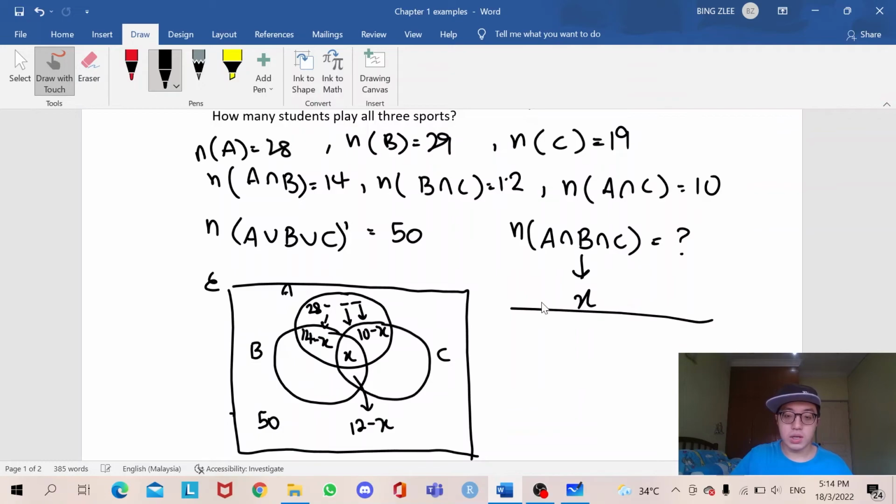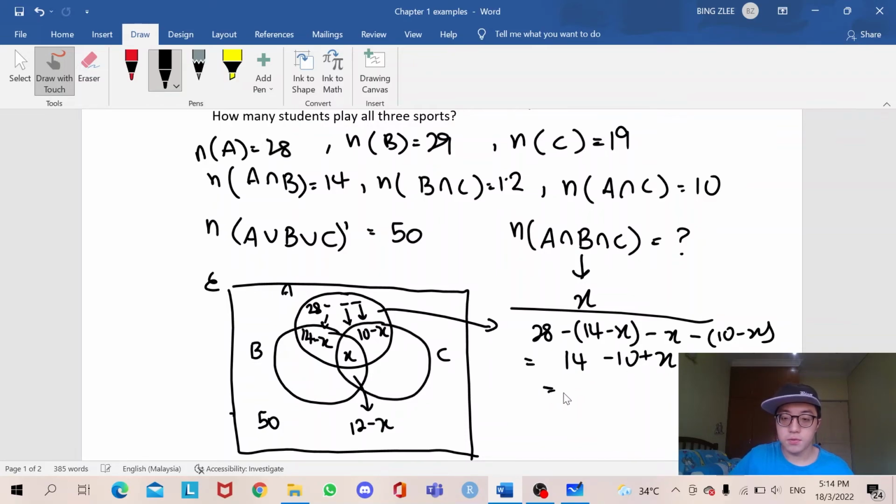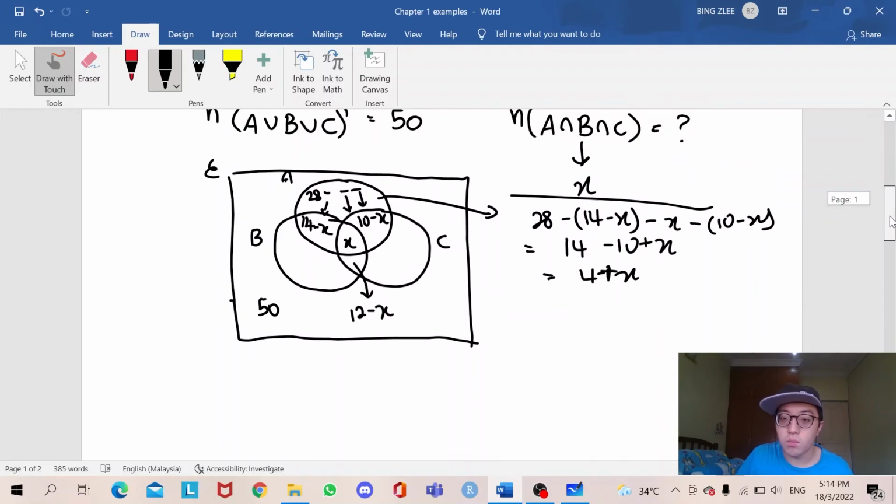So from here, we know that the outside here, let's drag it out here, is 28 minus (14 minus x) minus x minus (10 minus x). If you write everything out, it will give you 4 plus x. Just take some time to actually see how this works and why it is 4 plus x. Hope that I didn't do some wrong calculations. 14, 4. All right, so it goes the same for these other two parts here.